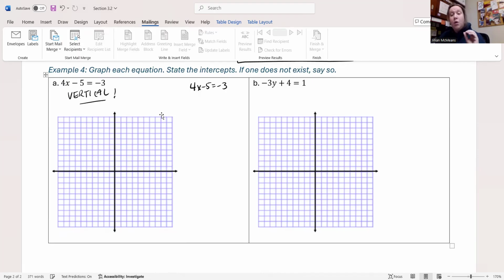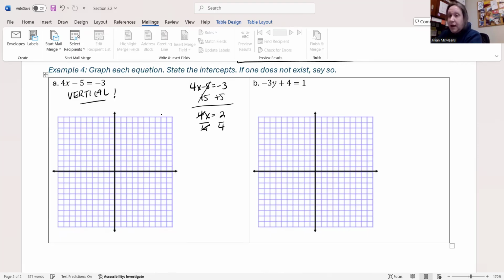Okay, but let's figure out where we cross the x-axis. So we're going to solve for x. I need to get my 4x alone. -5 is an issue, so I want to add 5. Well, -5 plus 5 is just 0. 4x plus 0 is 4x. So 4x equals, well, -3 plus 5 is 2. I want to divide both sides by 4. That'll undo the multiplication of 4 and x.